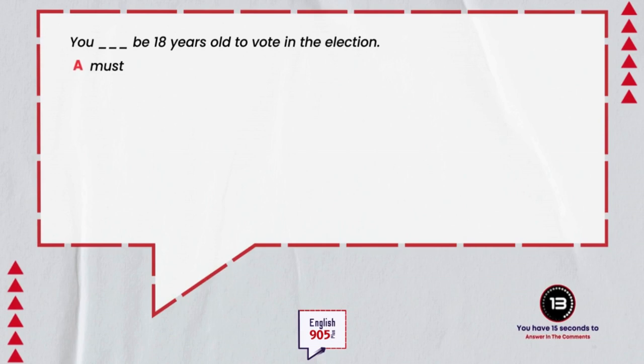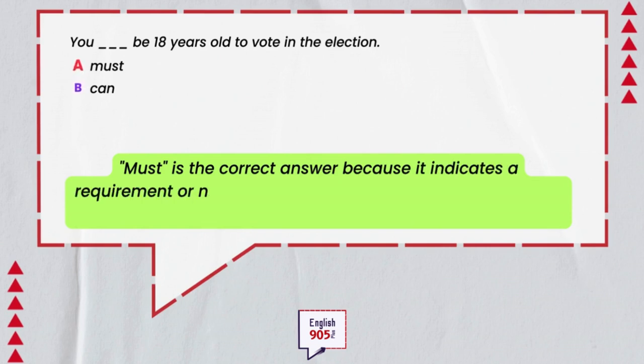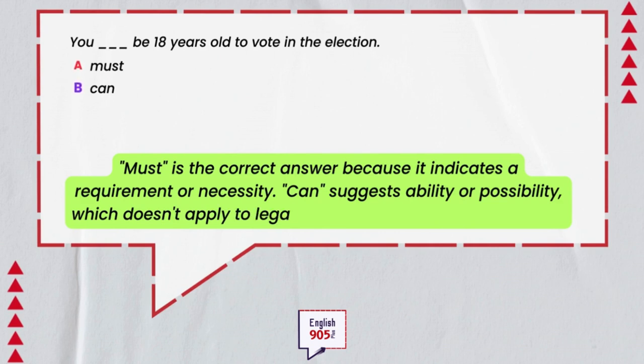A. You must be 18 years old to vote in the election. B. You can be 18 years old to vote in the election. Which one is correct? Answer in the comments below. Must is the correct answer because it indicates a requirement or necessity. Can suggests ability or possibility, which doesn't apply to legal requirements such as voting age.